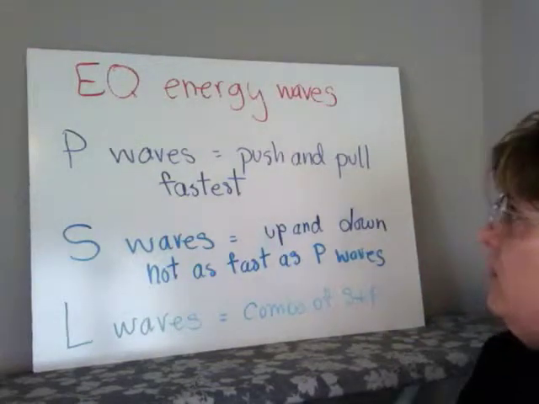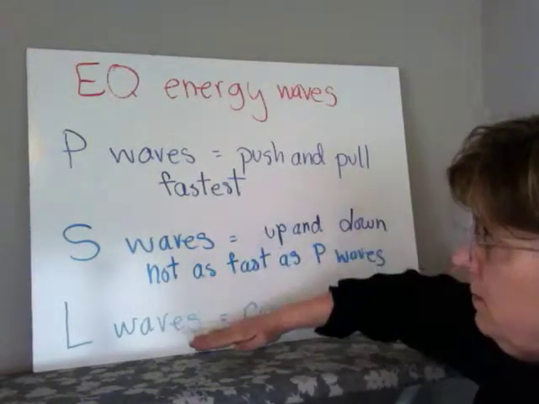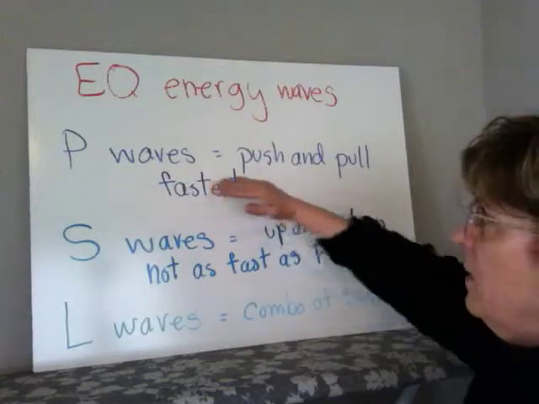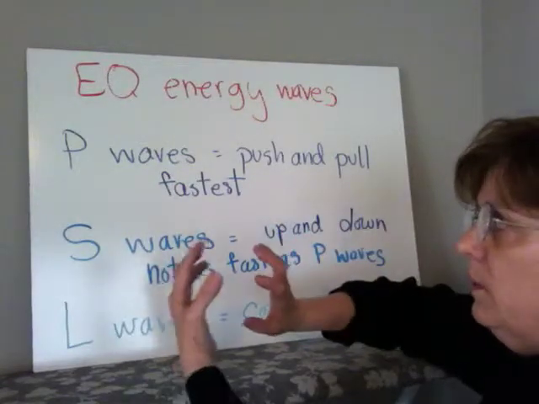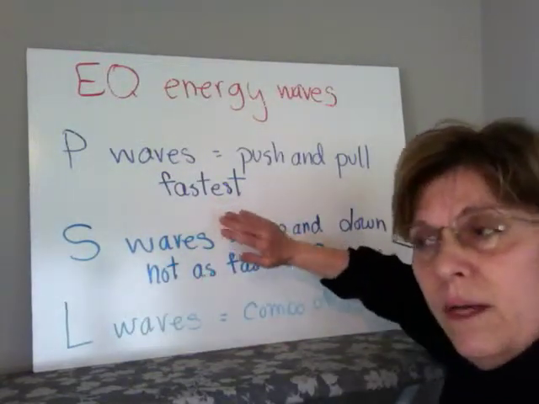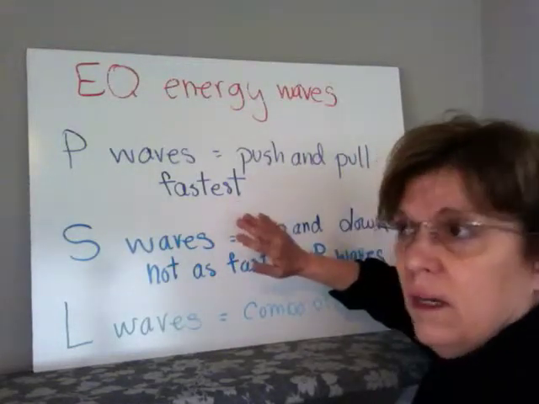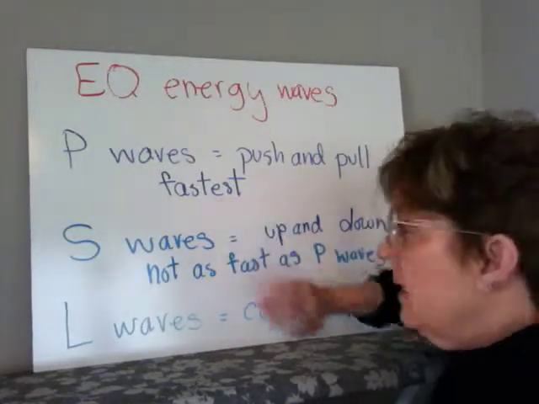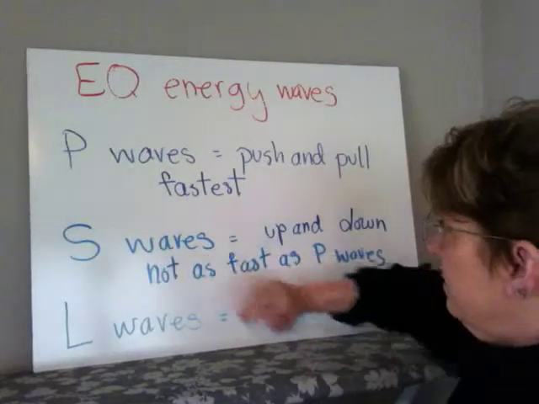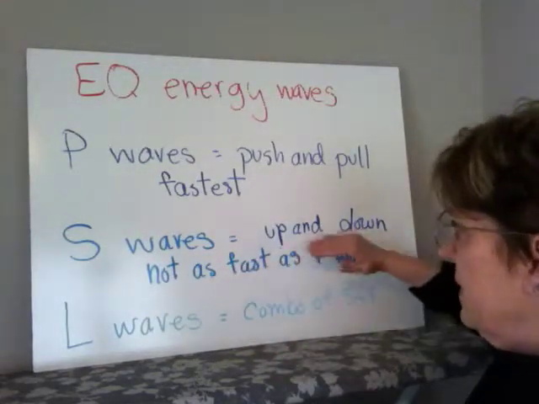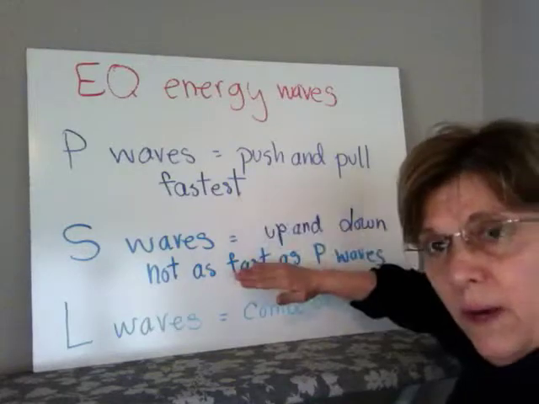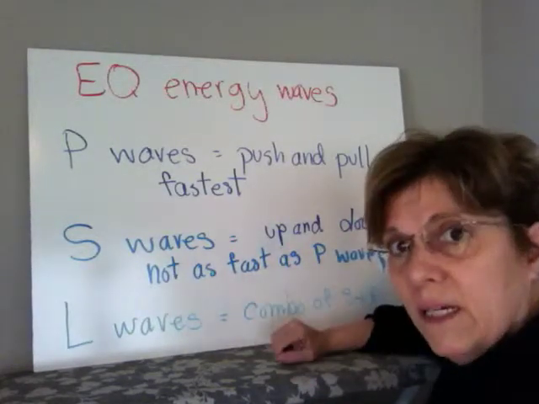So, earthquake waves. We have three basic types. We have P waves. P waves are push and pull, like a slinky would be, and they're the fastest earthquake waves. Those are the ones that will be at a seismograph station first. Then we have S waves. S waves are up and down, and they're not as fast as P waves. Those arrive at the seismograph second.